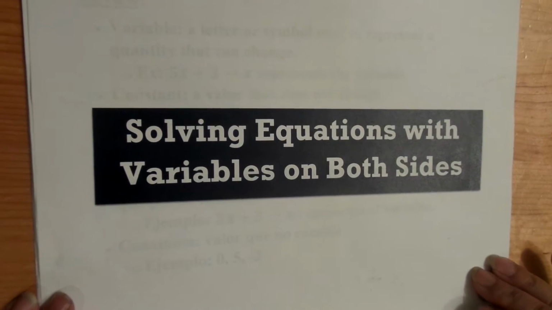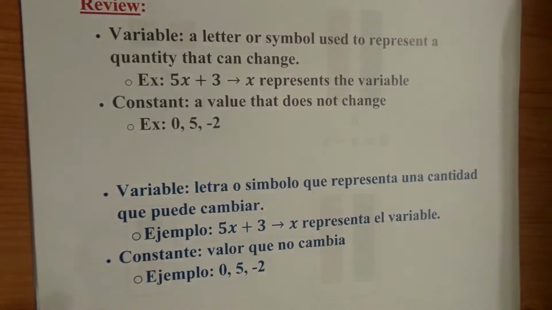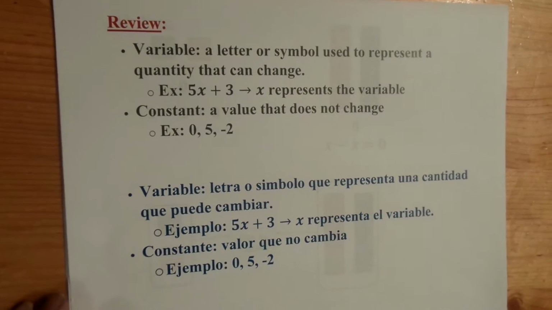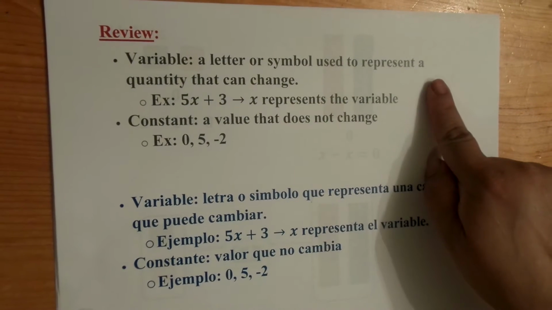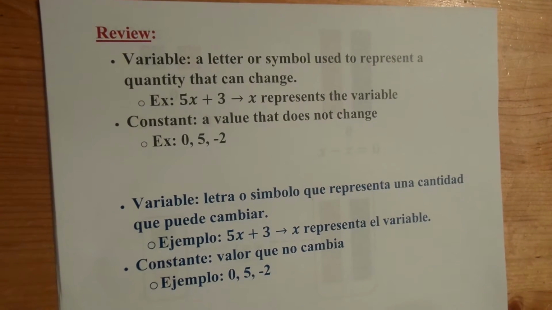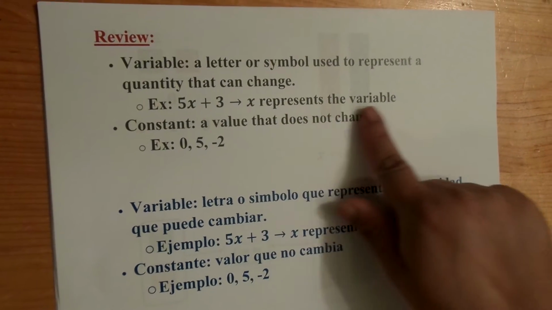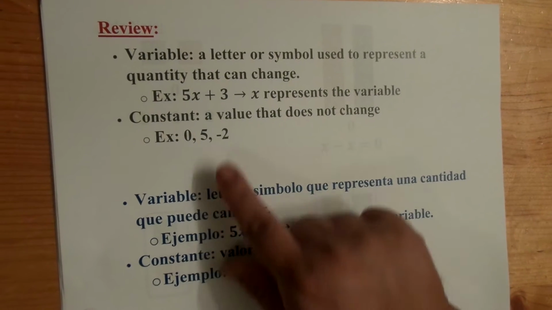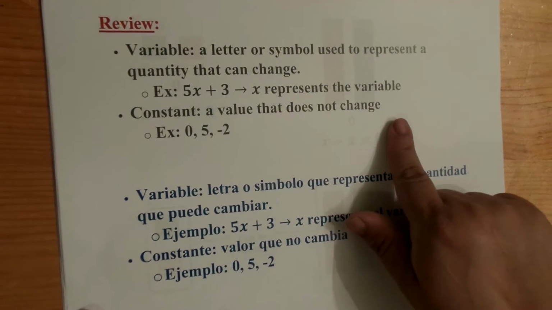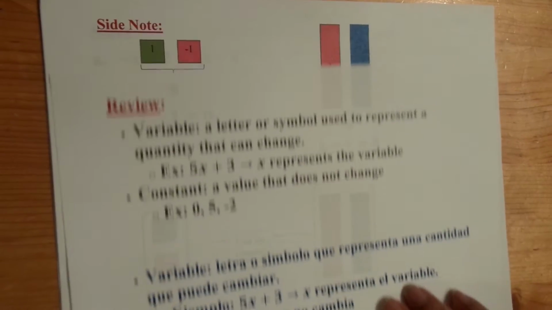Today we're solving equations with variables on both sides. We're going to start with a small review with 2 vocabulary words. We have variables, which is a letter or a symbol used to represent a quantity that can change. For example, 5x plus 3, where x represents the variable. Now we also have constant, which is a value that does not change. For instance, 0, 5, negative 2.